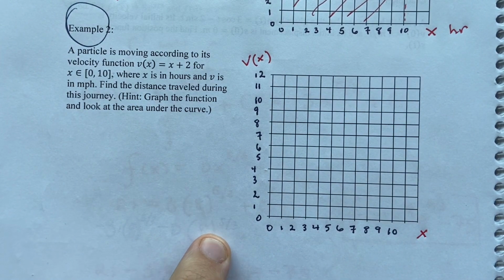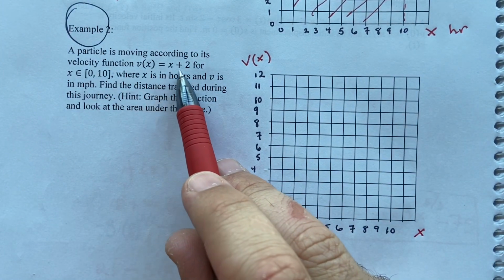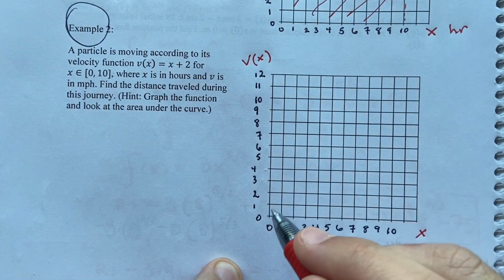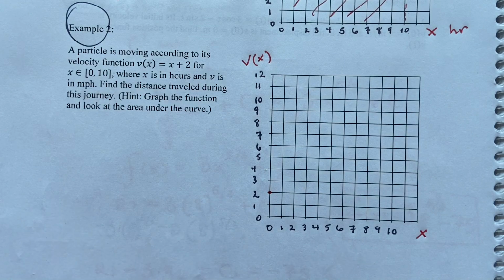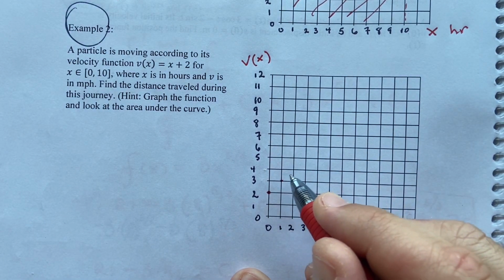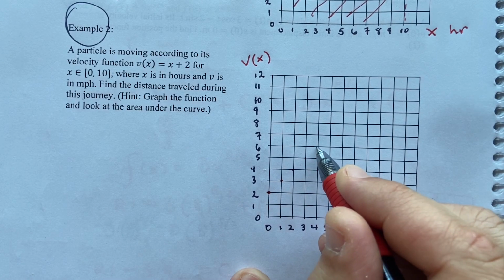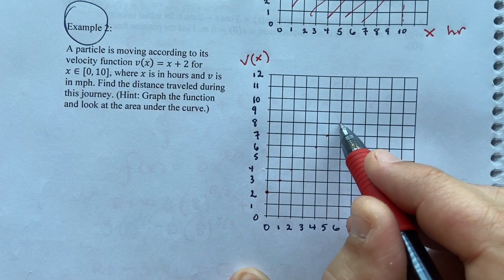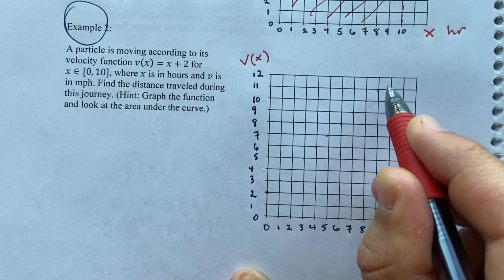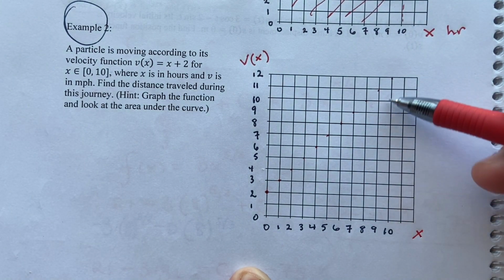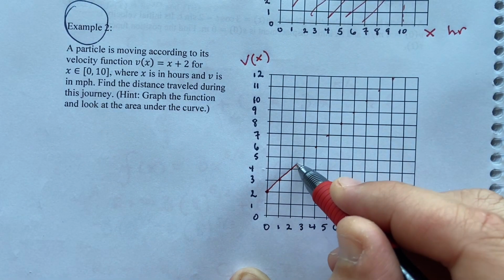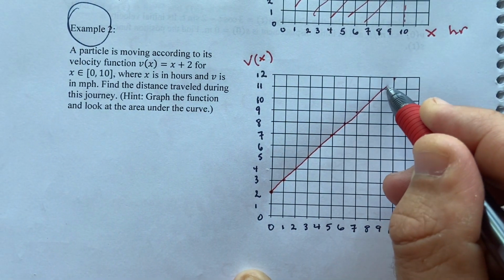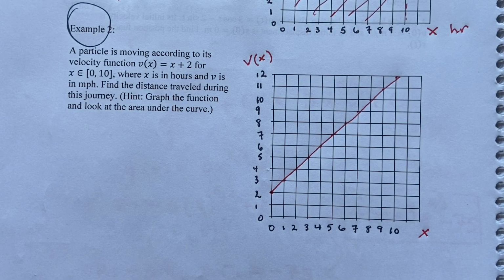So I'll start in a similar way. So let's plot this x plus 2. So we'd have a v-intercept of 2, and then I would go up 1 over 1. And that just so happens to land at 10, the end of our interval. So this straight line here would be our velocity function.